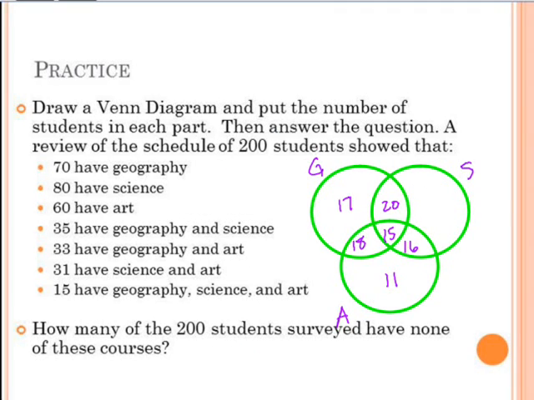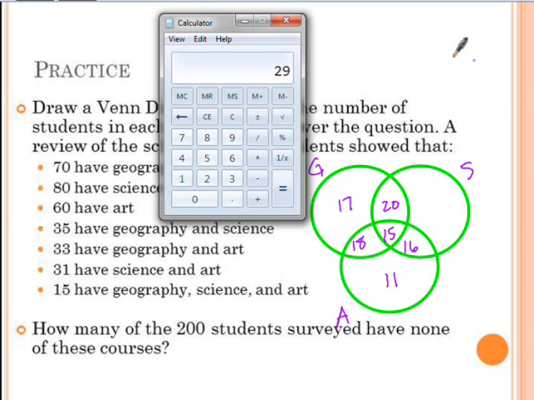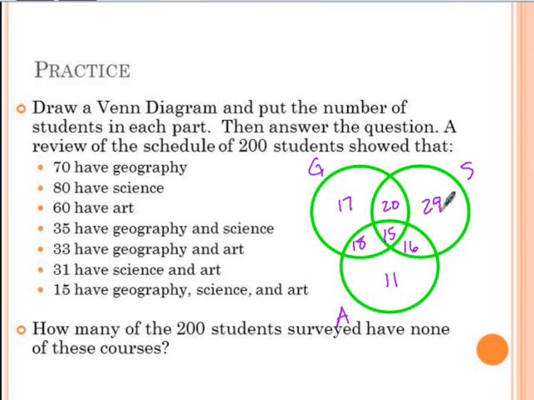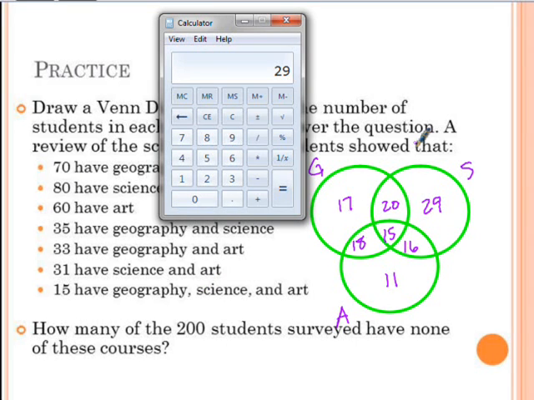Sorry about that, guys. That was way off. So 60 minus 31 is, make sure, so I don't mess it up twice, 29. Okay, and then the same thing here. I have 70 in geography, so 70 minus 18 minus 15 minus 20 is 17. Okay, so that's how I got those numbers.